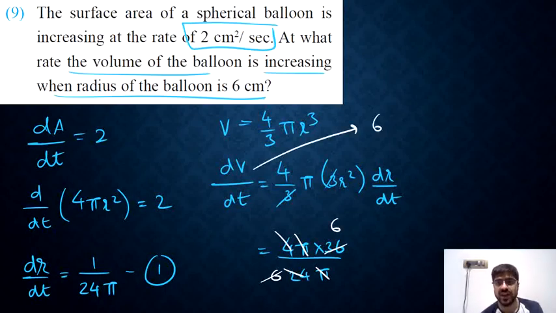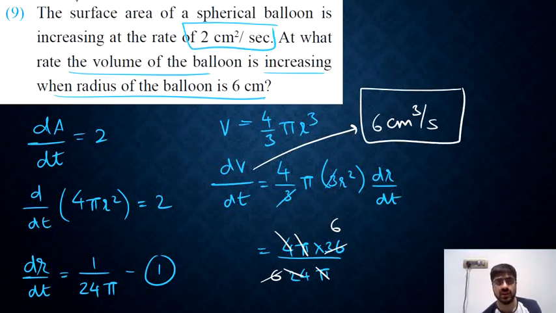So dV by dt finally is 6, and because it is volume per unit time, the unit will be centimeter cube per second. So the rate at which volume is increasing, that is what they have asked, right? At what rate is the volume increasing? So the rate at which the volume of the balloon is increasing is 6 centimeter cube per second.